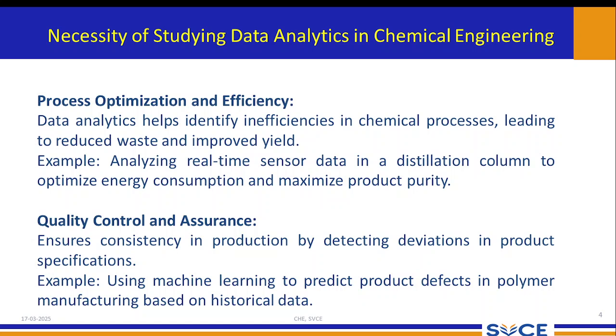Coming to the next point, quality control and assurance. Using machine learning to predict the product defect in polymer manufacturing based on the historical data. So what is machine learning? In machine learning, we need to train on the data and then test on the data. How to do it? If we have a large quantity of data, it's big data. Just imagine we already have a large quantity of data. So we are able to predict the behavior of that particular data. What are the variables which are changing? For example, pressure, temperature. If it changes, what is happening to my product concentration?